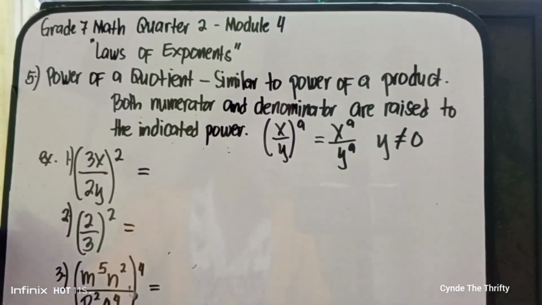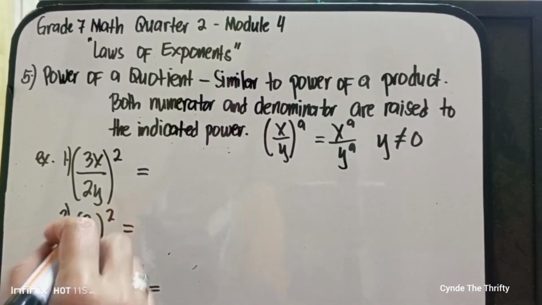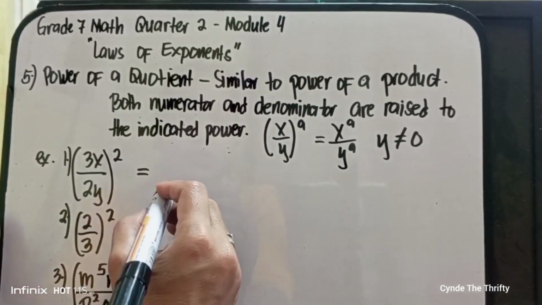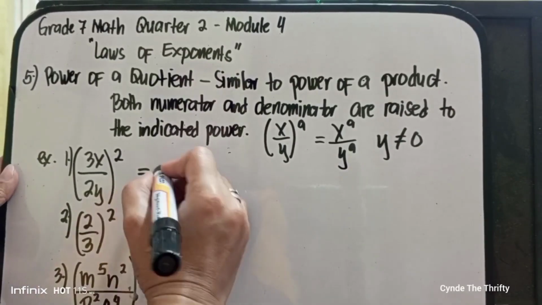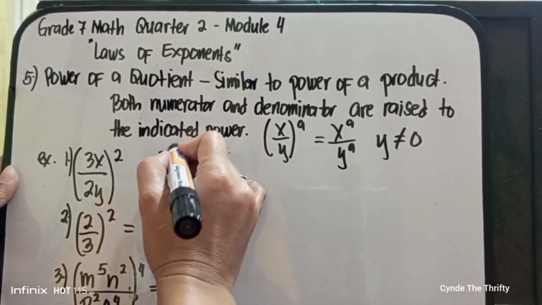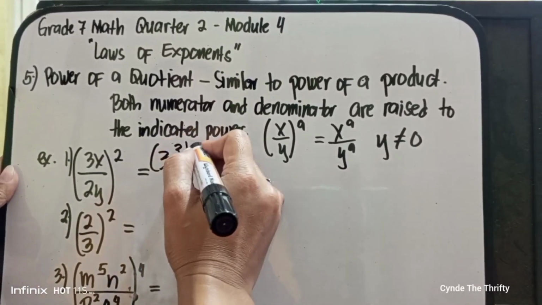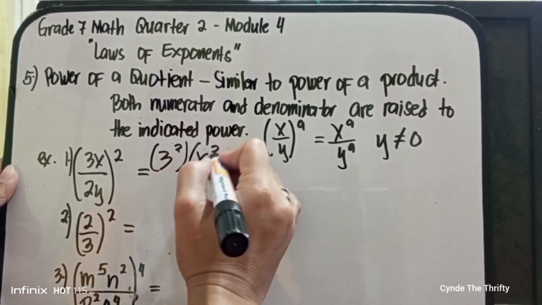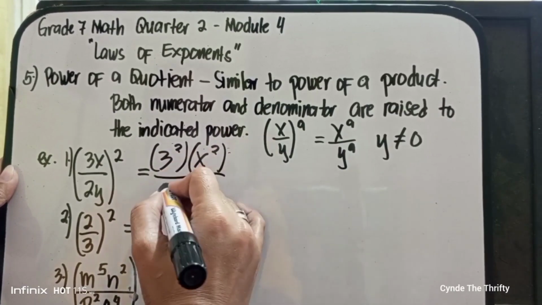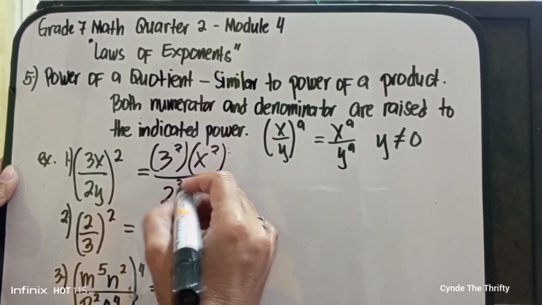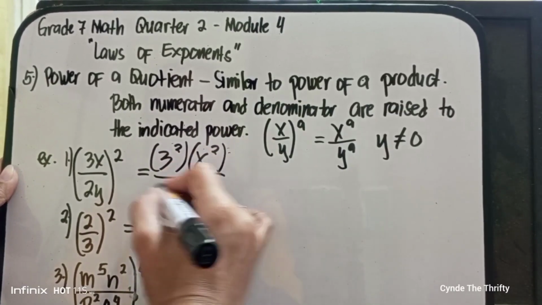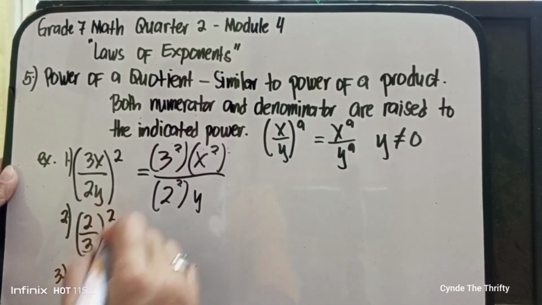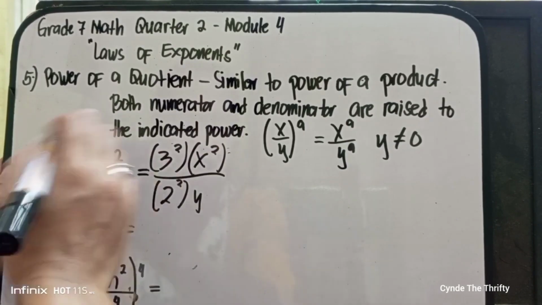So, for example, number 1. We have here 3x divided by 2y squared. So, ang gagawin natin is 3 squared and x squared. And then sa baba is 2 squared. So, para siyang distributive property of multiplication. So, i-distribute mo ang iyong power sa lahat ng factor na nasa loob ng division.